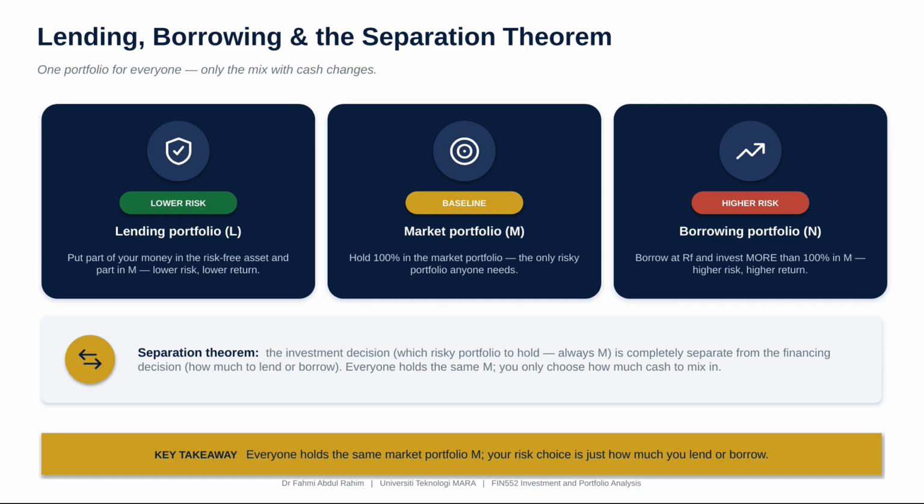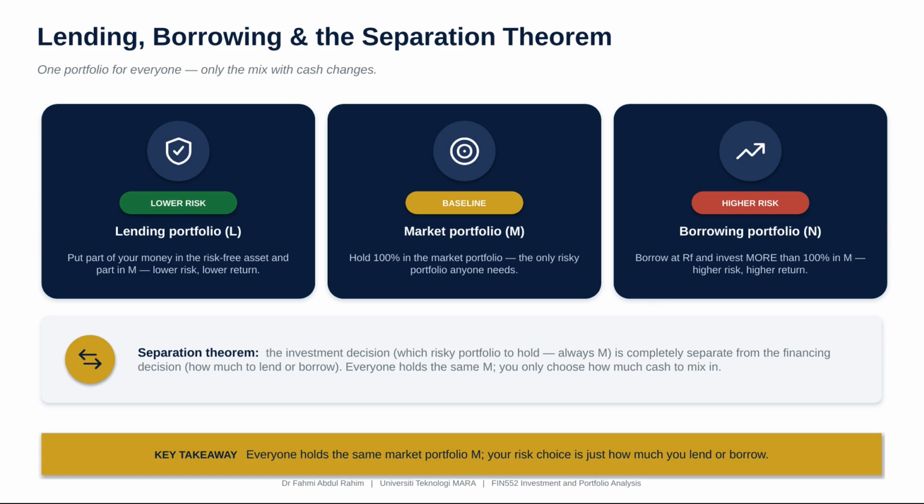Look at the three positions. In the middle is the market portfolio M, where you hold 100% of your money in the market portfolio, the single risky portfolio that anyone needs. To its left is a lending portfolio labeled L. Here you put only part of your money in the market portfolio M and lend the rest at the risk-free rate. In other words, you keep some cash in safe bills. This gives you lower risk and lower return, perfect for a cautious investor.